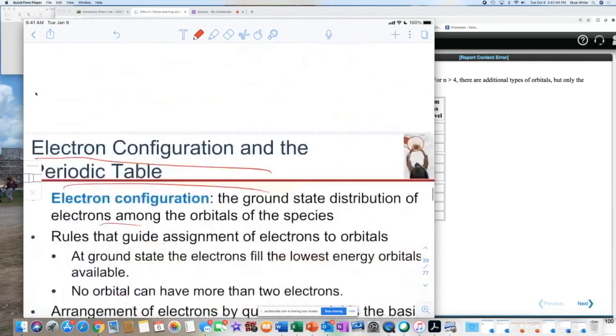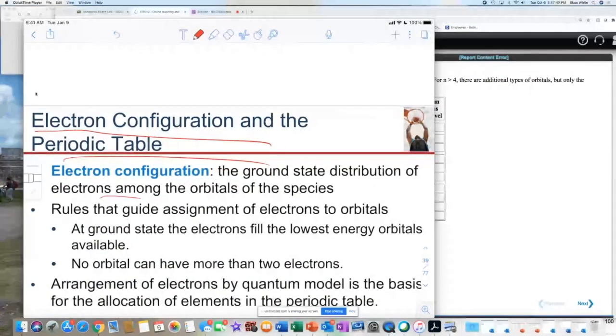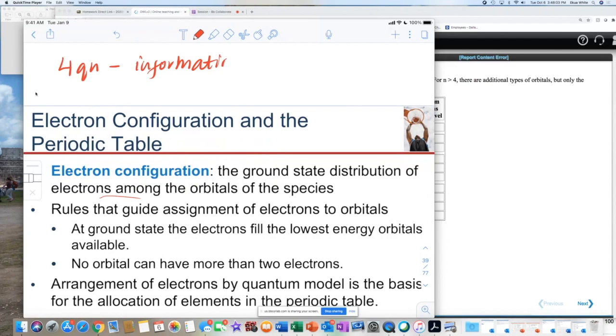So we're moving on. Once we have discussed the four quantum numbers, we're now going to take the four quantum numbers and apply them to the electronic configuration and periodic table. So the idea is, four quantum numbers provide you information about the individual electron.